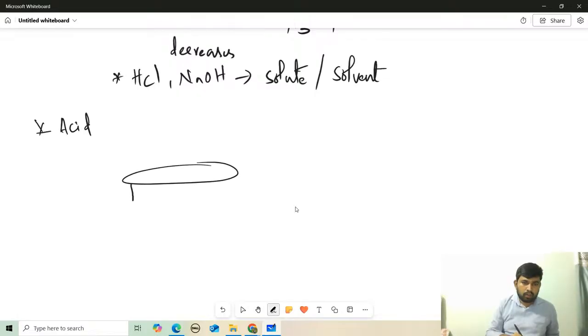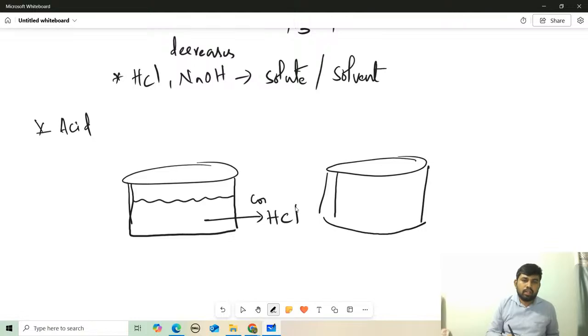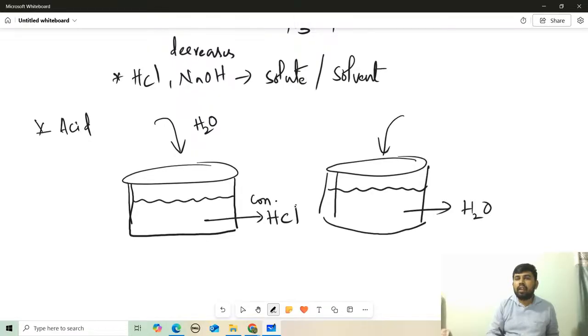So again, you should draw something else like this. This is a beaker or container, whatever you want. This is also one more. Now here I'm taking HCl, which is concentrated HCl. Think like this one will be water, H2O. Now I can add H2O to the HCl, or I can add concentrated HCl to the water. Now let me color it so that it will be known.